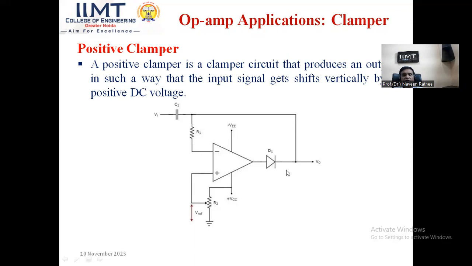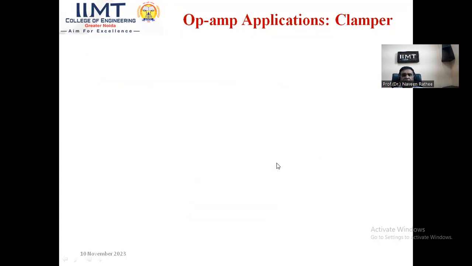So we can see that in the positive clamper, in the negative cycle, the diode is conducting and it charges the capacitor up to the voltage VC1, and while the capacitor is being charged, you don't get anything at the output. The DC level which I want for clamping is obtained by this V reference, by adjusting this potentiometer, which is connected to the positive DC battery. Now if I change the polarity of the diodes, if I reverse the connection, then the circuit will become a negative clamper.